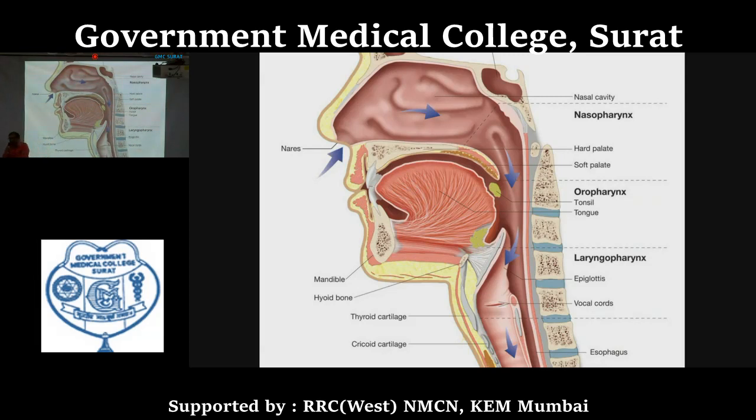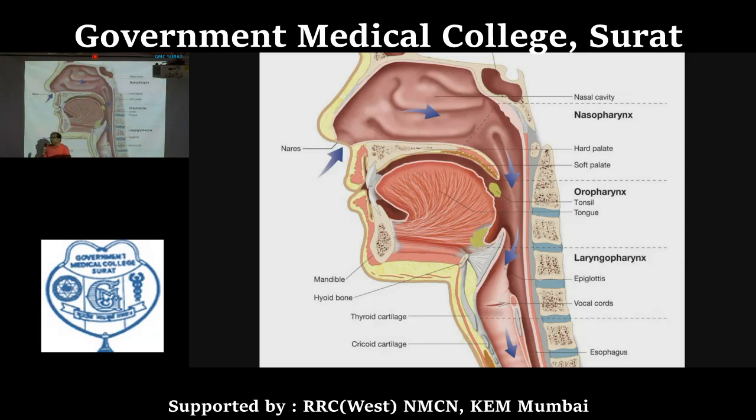Now, this tubal opening is surrounded by certain elevations. They are known as the tubal elevation. From the posterior aspect of the tubal elevation, one fold descends. This fold is known as the salpingopharyngeal fold, and it is because of the underlying muscle of the same name, that is the salpingopharyngeus muscle.